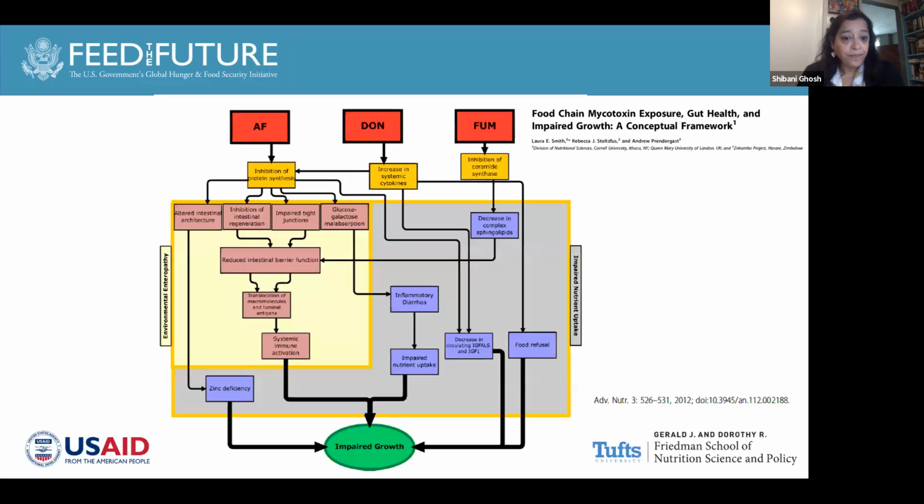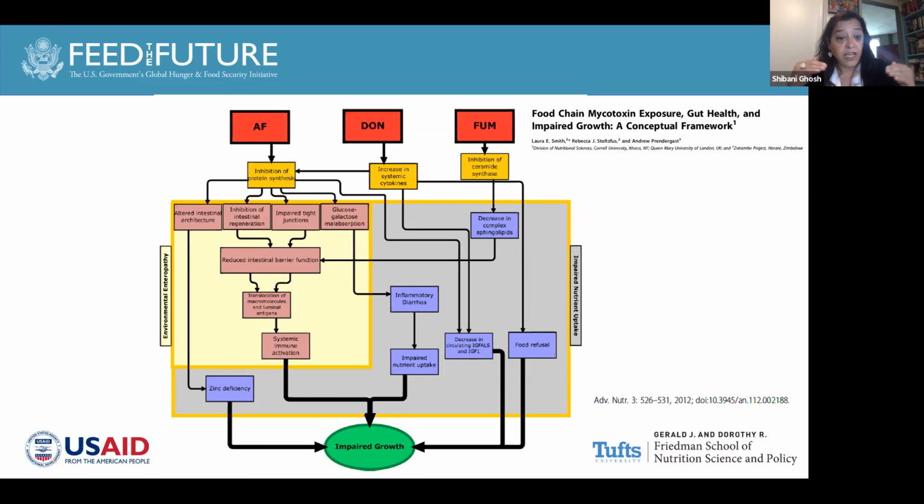Next slide, please. Before I go into some of the results that I want to present, here are some of the questions that have come up from the registrants, as well as in the chat box right now, like what is the possible mechanism by which mycotoxins could lead to impaired growth. This particular framework was developed by Laura Smith and colleagues at Hopkins and published in 2012. Essentially what you have in the red boxes are 3 mycotoxins: aflatoxin, DON or deoxynivalenol, and fumonisins. These are the 3 mycotoxins that are implicated in impaired growth.